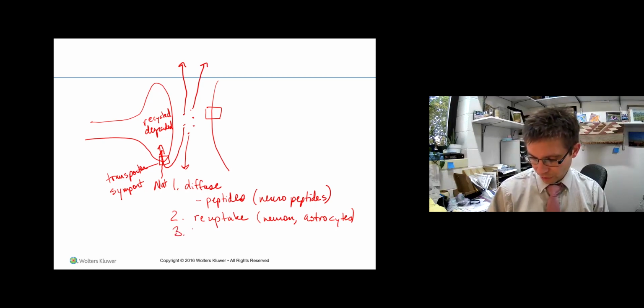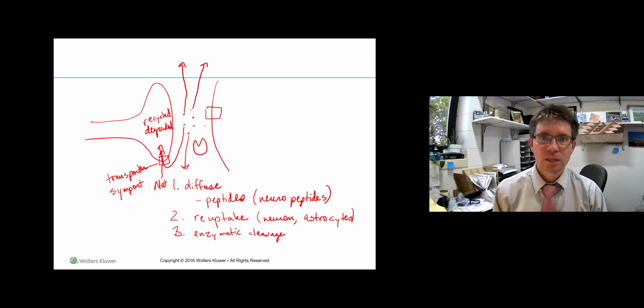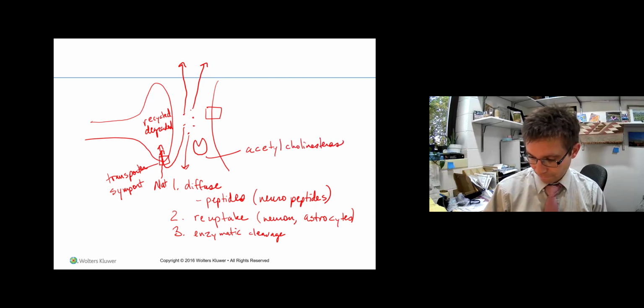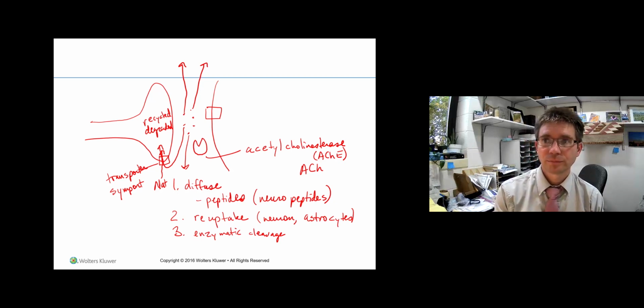A third way that you can get rid of neurotransmitter is called enzymatic cleavage. What's happening there is that there is some sort of enzyme in the synaptic cleft that can Pac-Man and chop up those neurotransmitters. So they're not actually diffusing away, they're getting broken down right there in the cleft. The main one, actually the only one that we'll talk about that does this, is an enzyme called acetylcholinesterase, or AChE. And this is an enzyme that, as you can probably guess, breaks down the neurotransmitter acetylcholine into acetic acid and choline. And once it breaks it down, it won't activate its receptors anymore.